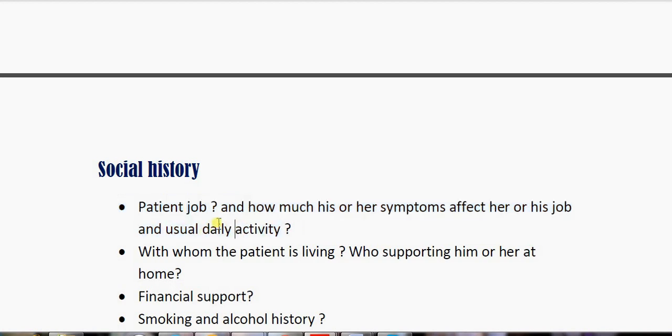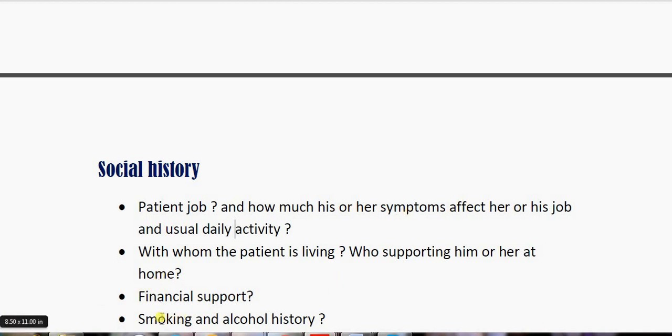And also, what's the impact of his symptoms on usual daily activities as well, because at that time if there is a problem you have to refer the patient to a social worker to solve any social problem related to his condition as well, with whom the patient is living and who is supporting him or her at home. Very important. Also, maybe the patient is living alone, maybe the patient's wife also has comorbidities and needs support, so at that time you will contact a social worker or maybe a specialist nurse to give him the proper care. Is the patient financially supported?